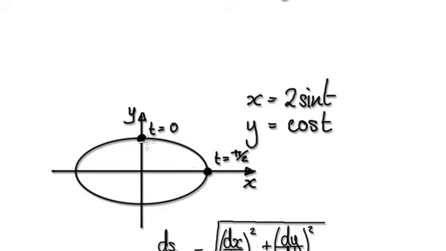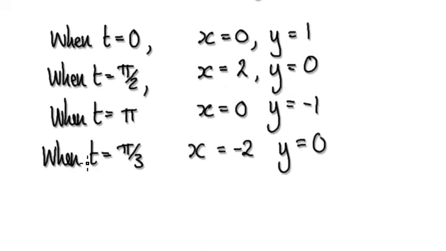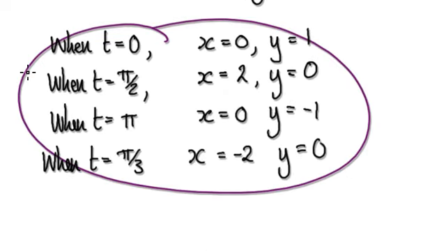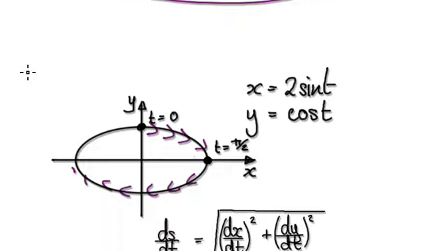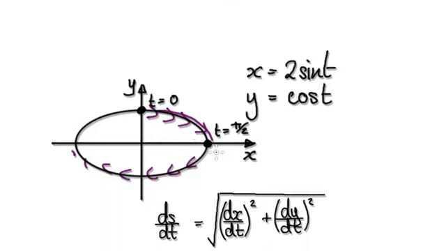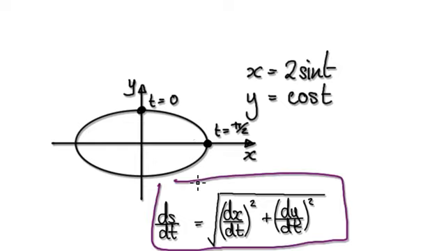So you can see that the particle is traveling along this direction here. You can see it's traveling clockwise. And if you extend it, it will trace out this path here. So if you want to know the speed, then make use of this formula here.